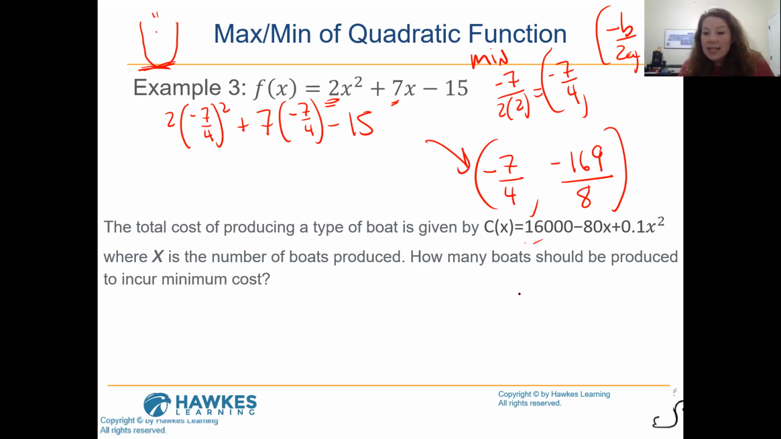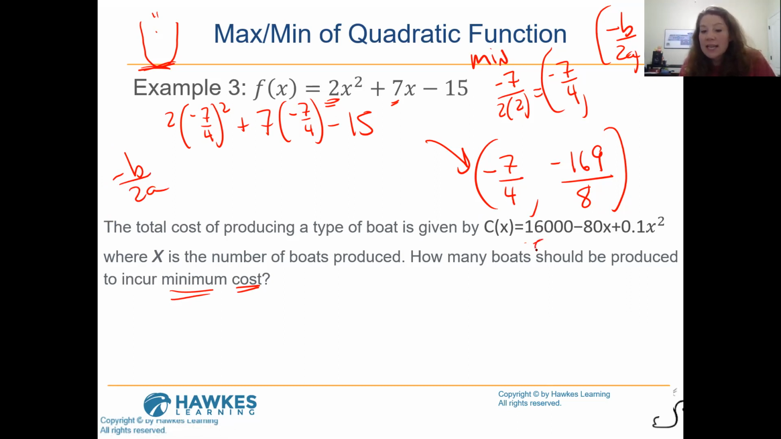All right, so let's look at this last question. You will have a couple of word problems, and this is one of them. It says the total cost of producing a type of boat is given by, and it tells us our cost formula, where x is the number of boats produced. How many boats should be produced to incur minimum cost? So whether it says minimum cost or maximum cost, you're always going to use this formula.